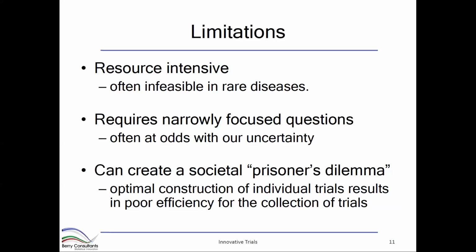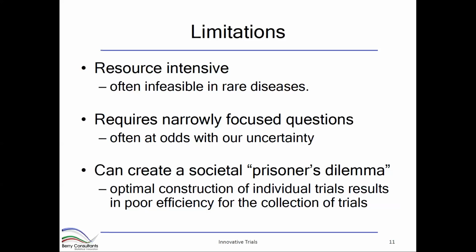It also comes with some major limitations. In particular, it is resource intensive. There's a lot of components to it. Typically, it requires a large sample size, and a sample size that can be infeasible in rare diseases. It also requires us to often ask narrowly focused questions. I think we've all had the experience of sitting around planning a trial going, should I look at this population or that population? Boy, it would be nice if I could look at these individuals, but the drug might not work there. I don't want to risk it.